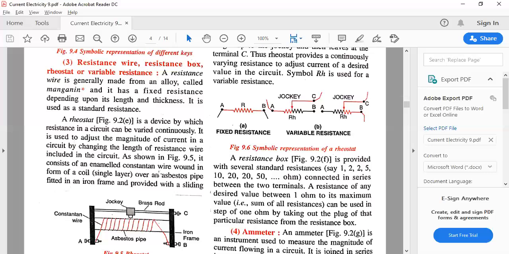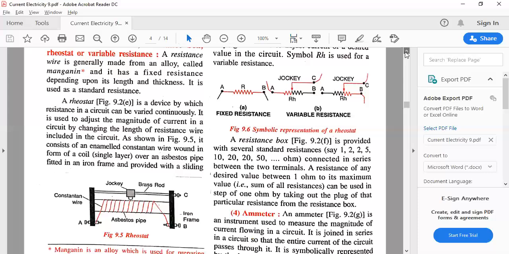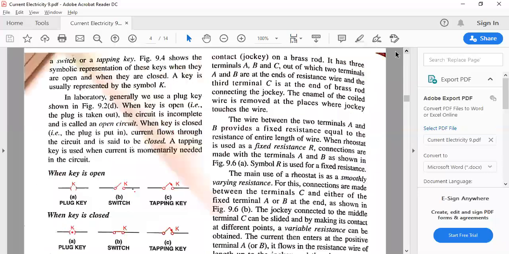So basically it is an enameled constantan wire. Enameled मतलब क्यों? Like a plaster of Paris लगाते हैं, that is called enamel. तो wire को तुमने plaster of Paris लगाया, so you don't get shock. Asbestos pipe fitted in an iron frame, provided with a sliding contact on a brass rod.